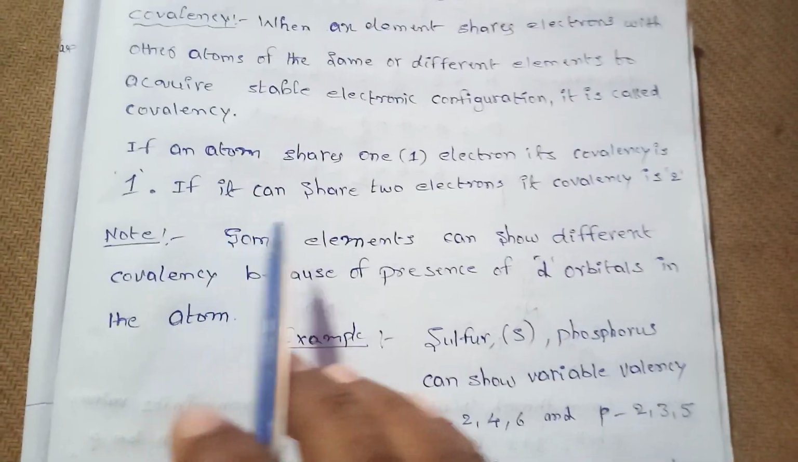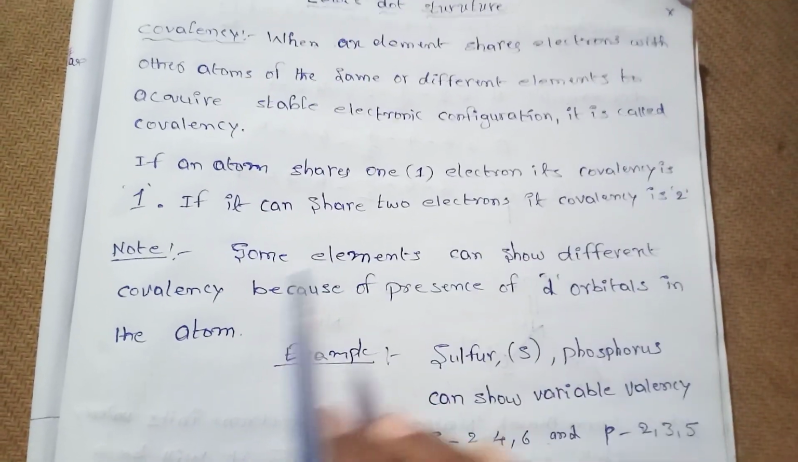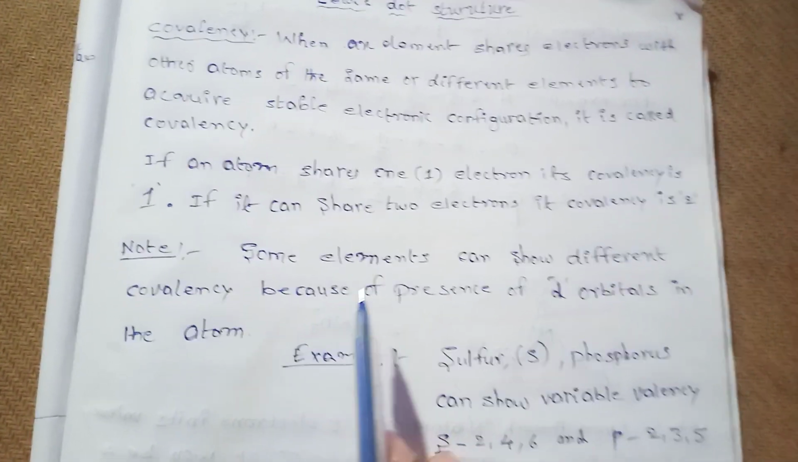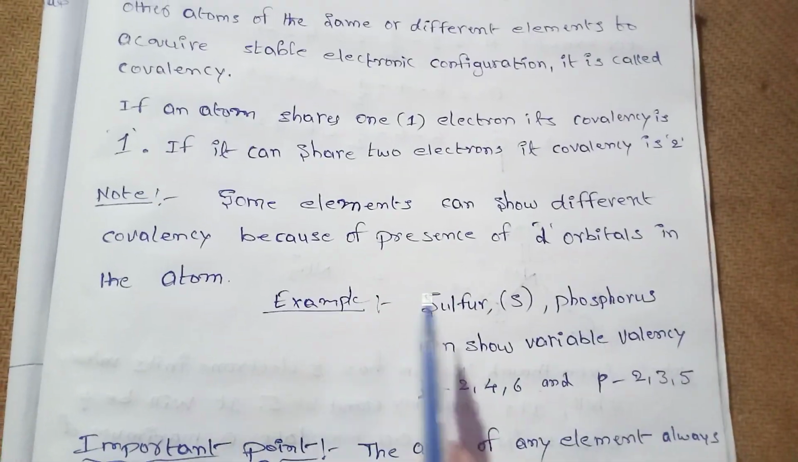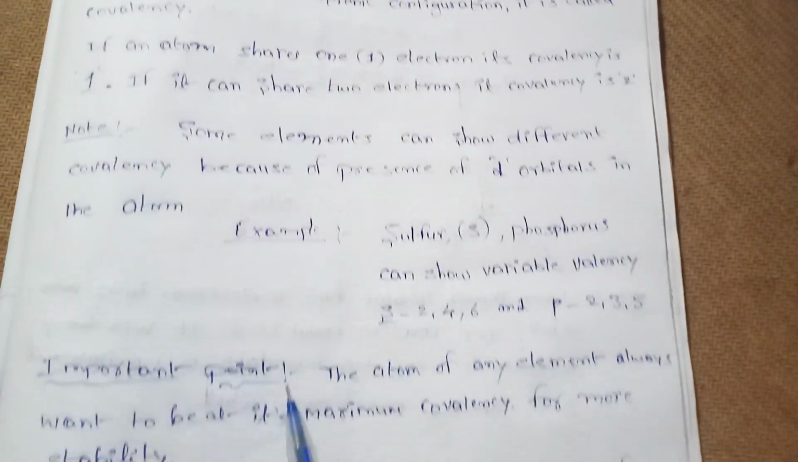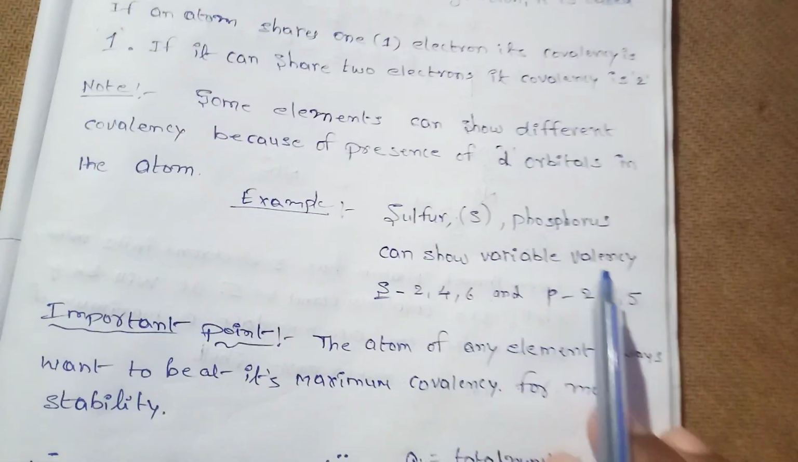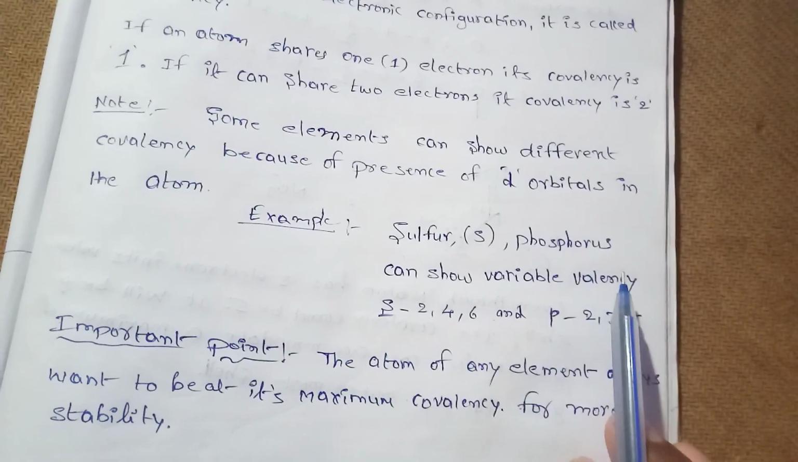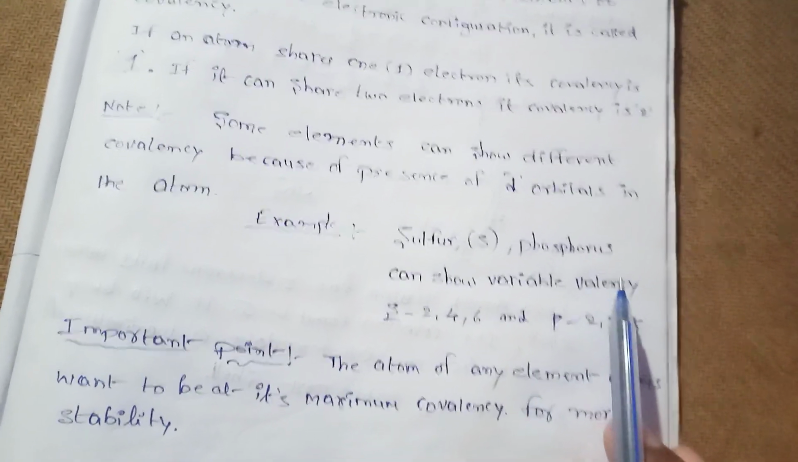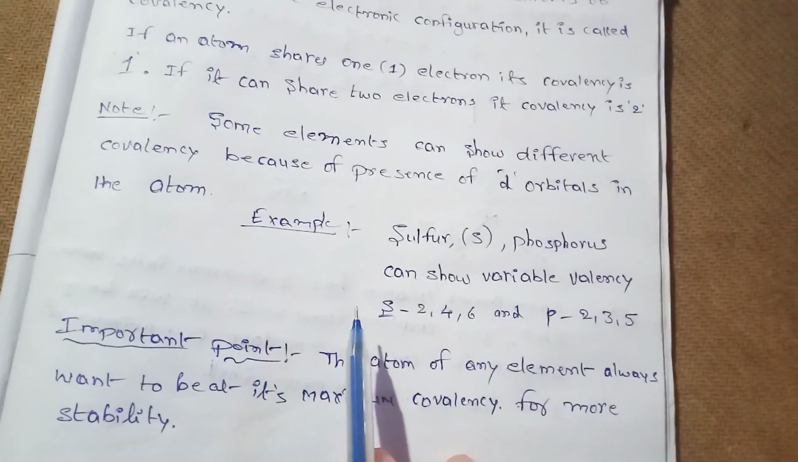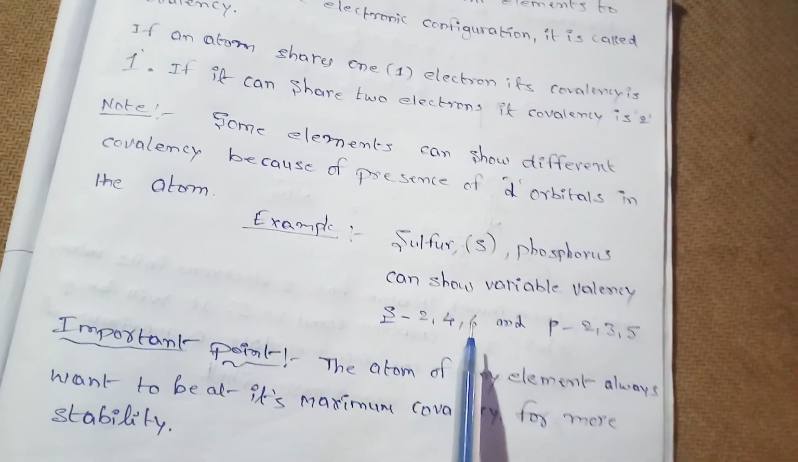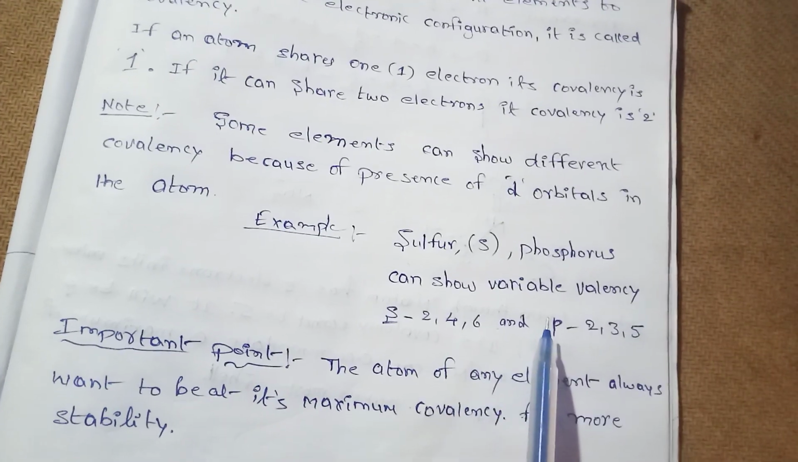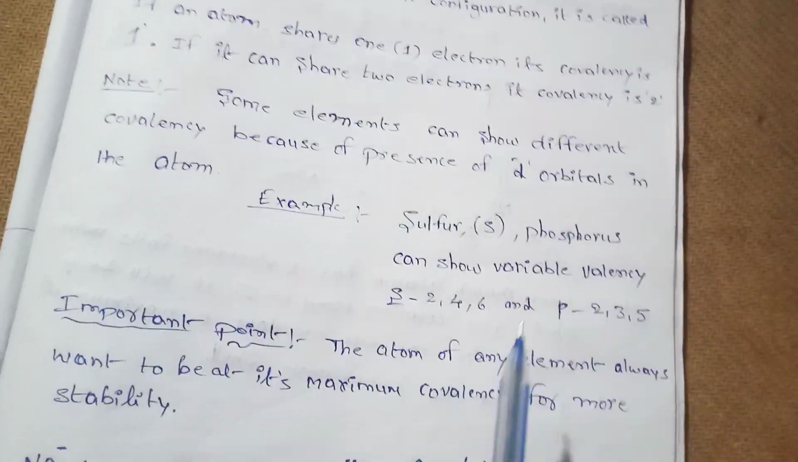Here is one note: some elements can show different covalencies because of the presence of d orbitals in the atom. Examples are sulfur and phosphorus. They can show variable valency because in their atoms they have a d subshell. So sulfur can show the variable valencies 2, 4, 6, and phosphorus 2, 3, 5.